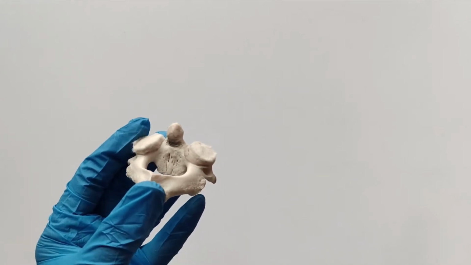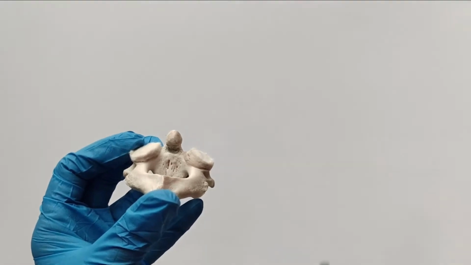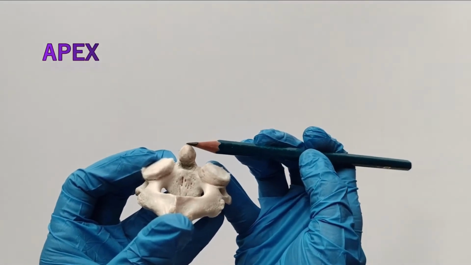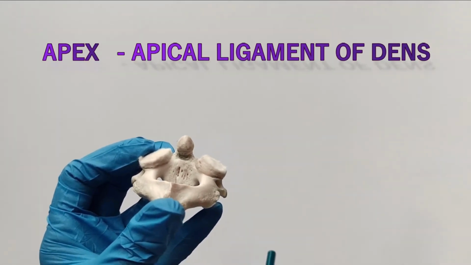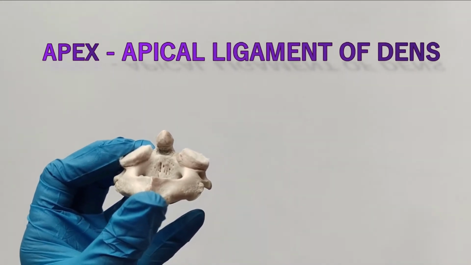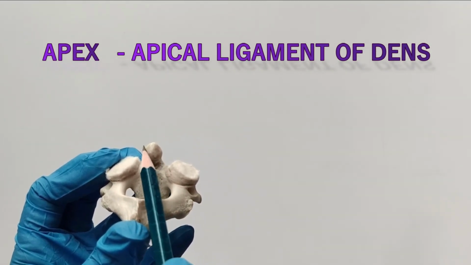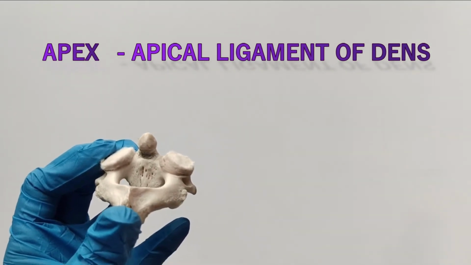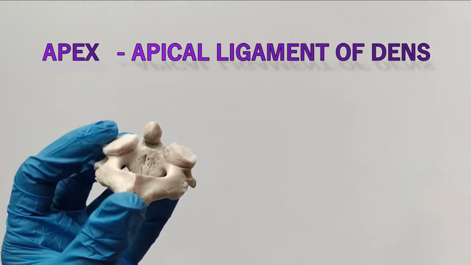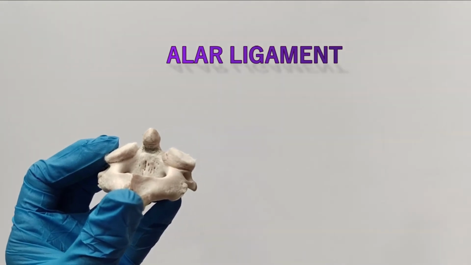Now let me tell you about the attachments onto the odontoid process. The apex of the odontoid process gives attachment to the apical ligament of dens. The apical ligament of dens is a ligament which extends between the tip of the odontoid process to the anterior margin of foramen magnum.